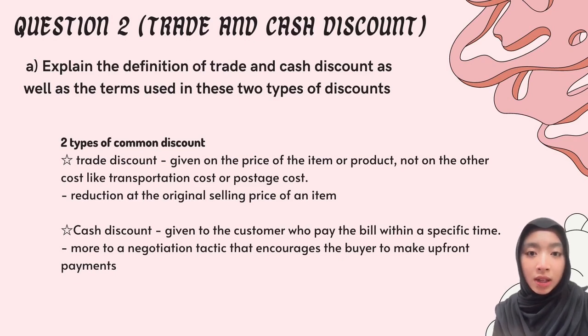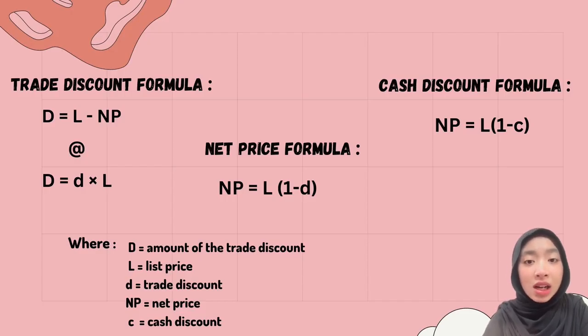a specific time. The formula for trade discount is D equals L minus NP, or D equals d times L, where D is the amount of trade discount, L is the list price, d is the trade discount rate, and NP is the net price. The net price formula is NP equals L open bracket 1 minus d close bracket. And lastly, for cash discount, the formula is NP equals L open bracket 1 minus C close bracket.